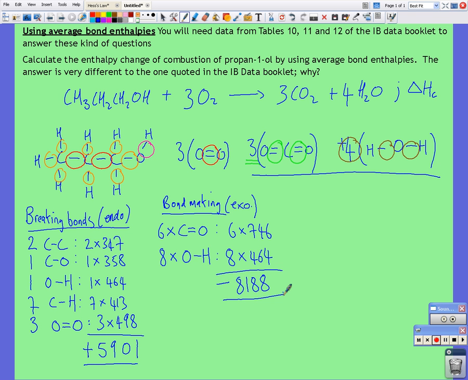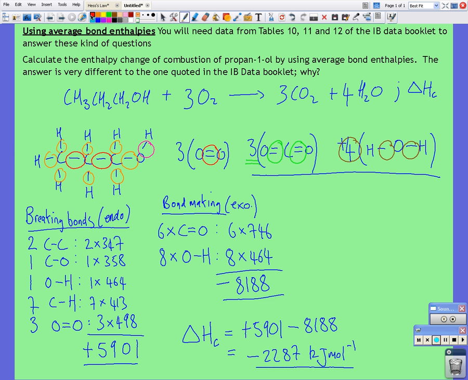Then the enthalpy change of reaction, or for this example combustion, is just the sum of those. So the plus 5901, subtract the 8188, which gives me negative 2287 kilojoules per mole. So I've calculated the enthalpy change for my reaction using average bond enthalpies.